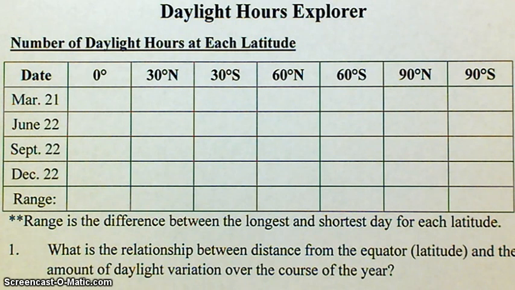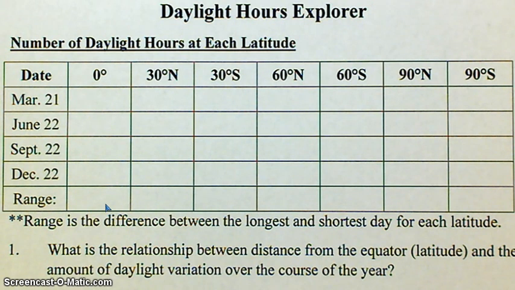All right, the last part of this is going to be the Daylight Hours Explorer. We're going to take a look at a graphic that shows us the number of daylight hours over the course of the year for different latitudes. We'll start with 0, and then we'll do some other latitudes as well. We will record the number of daylight hours. Remember, our day is always 24 hours, but how many of those hours are daylight hours is going to vary.